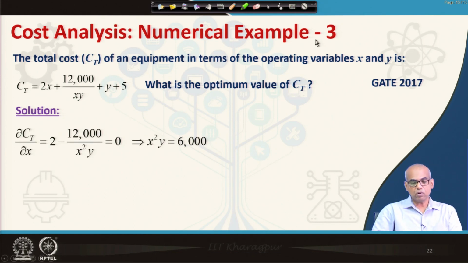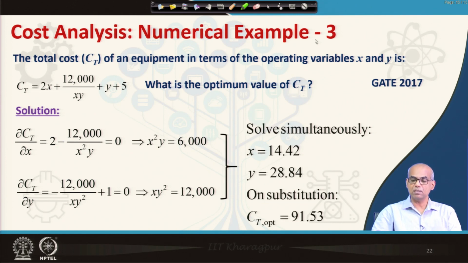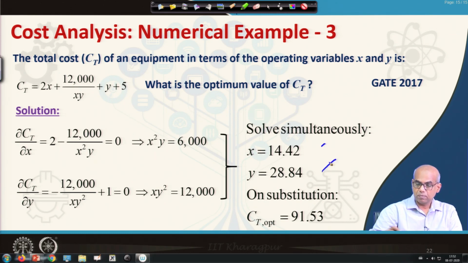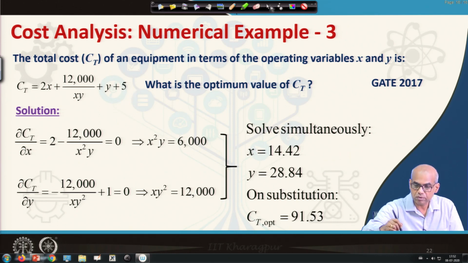So, del Ct del x equal to 0 gives you x square y equal to 6000, del Ct del y equal to 0 will give you xy square equal to 12,000. Solve these two equations simultaneously, you get the value of x as 14.42 and y as 28.84, and on substitution you get the optimum value of total cost as 91.53. In this expression you put the value of x and y. So, this is how you can solve this.